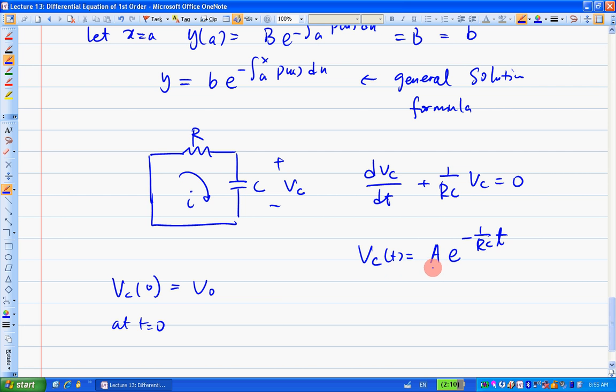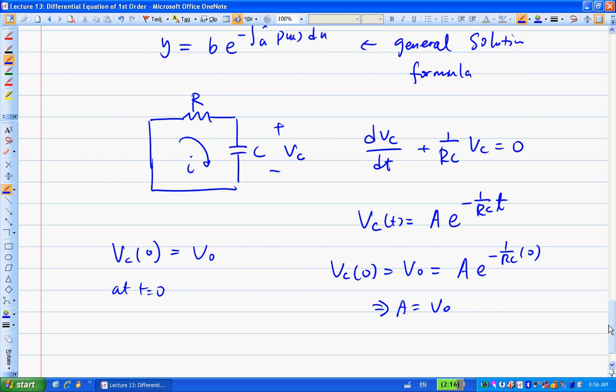Then I'm going to get the value of A here. I guess I know what A is going to be. A is just V naught, but let's verify that. Let t equal to 0. Then the left side is basically V naught, and the other side is A e to the power of negative 1 over RC multiplied by 0. Overall, this is 1, so that means A equals V naught. This is another way of getting the initial condition.